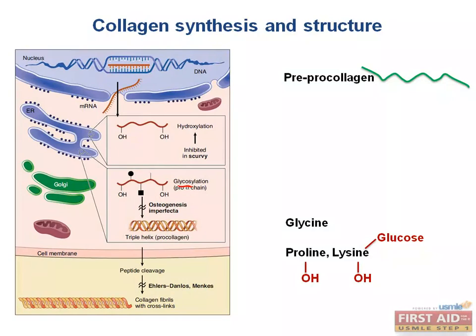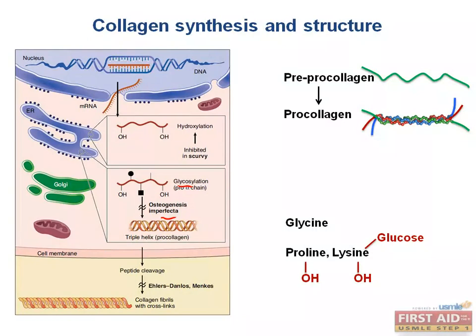This glycosylation is necessary for 3 pre-pro collagen molecules to stick together and form the pro-collagen triple helix. And they're held together by hydrogen bonds and disulfide cross-bridges. A mutation that disrupts glycosylation and therefore prevents the triple helix from forming can cause osteogenesis imperfecta, which we'll talk about more in a minute.